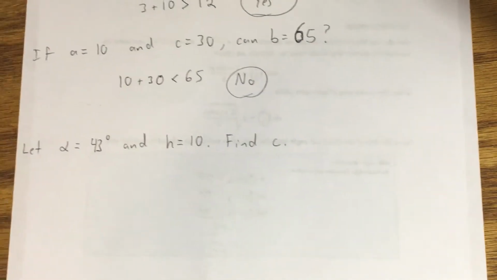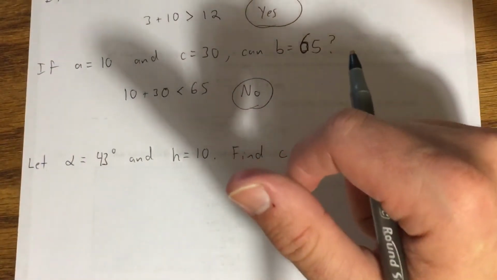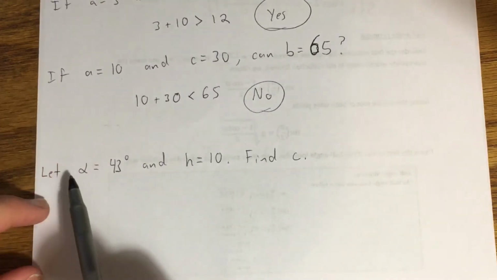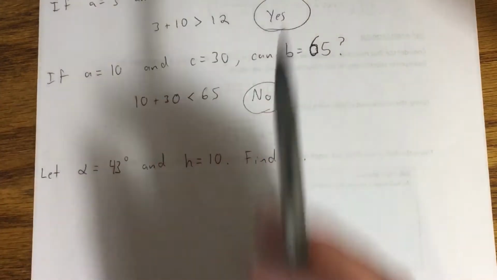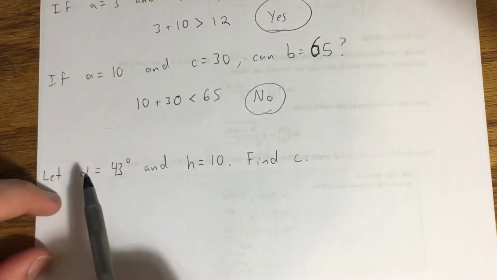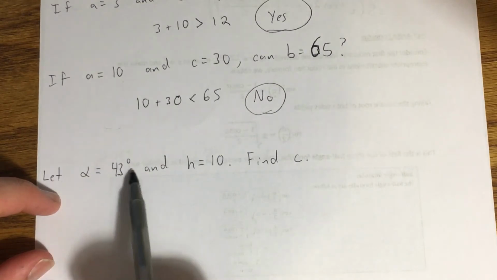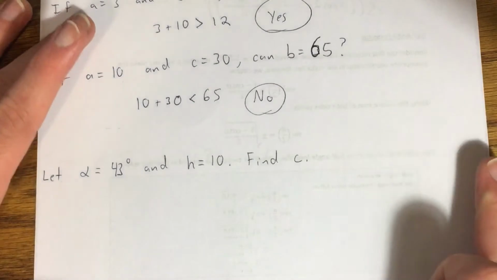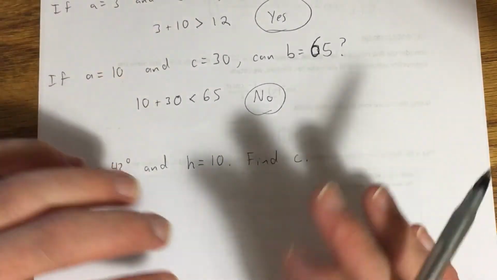All right. This next question does not involve that fact that we just talked about, but it is something that's going to be pretty close to what we're doing in sections 10.1 and 10.2 in the parent class. So here we're giving some values to some of the things that are labeled up in that triangle. Alpha equals 43 degrees and H is equal to 10. We're asked to find C. Alpha and H are given to us. We're trying to find C.